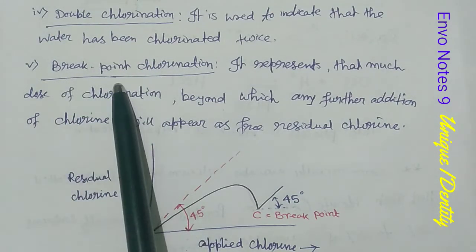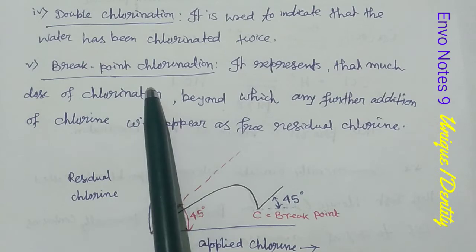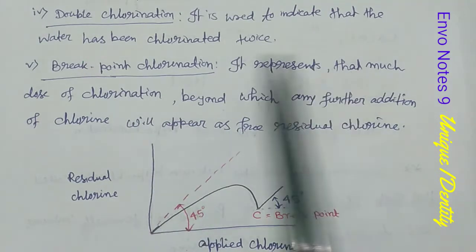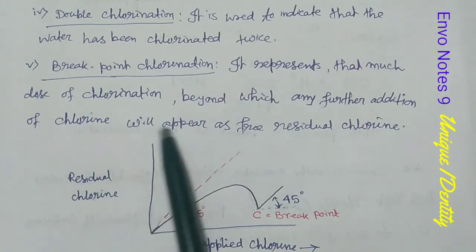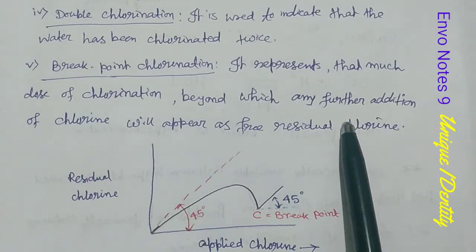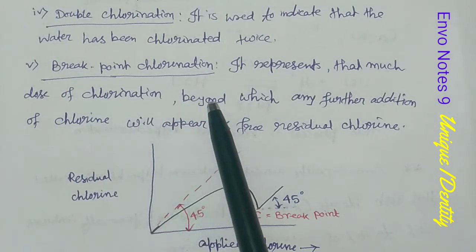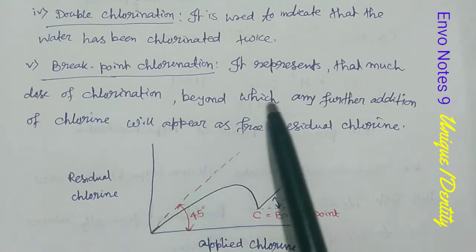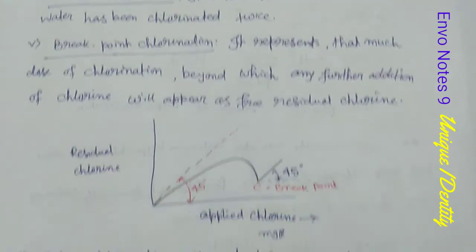Next is breakpoint chlorination. It is very much important. Please note it down. It represents that dose of chlorination beyond which any further addition of chlorine will appear as free residual chlorine. So it is a term which gives us an idea of the extent of chlorine added to water, because beyond this breakpoint chlorination any further addition of chlorine will appear as free residual chlorine.